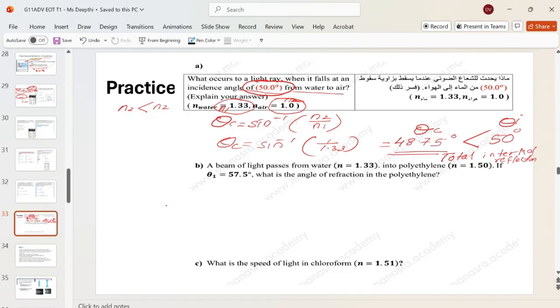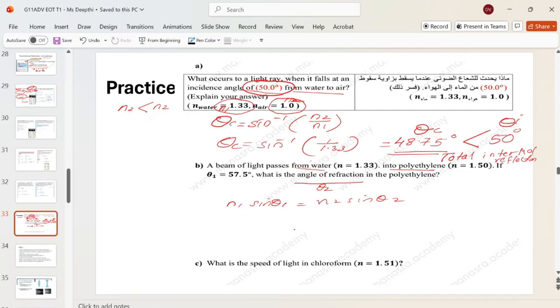Now, the second part, find the angle of refraction in polythene. It's the same question using n1 sine theta 1 equal n2 sine theta 2. Hope that's clear to you because we have solved the problem already. I'm not doing it again. All are directly given. It's from water to polythene. So water is the first medium and polythene is the second medium. So just take that as N1 and N2.